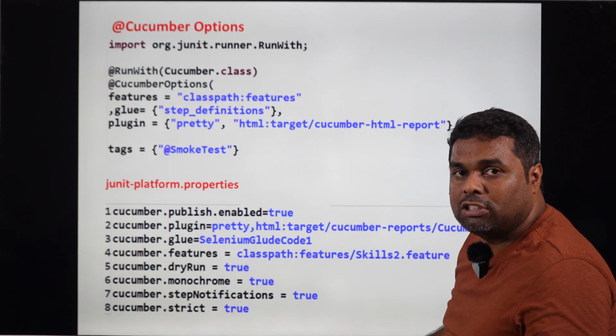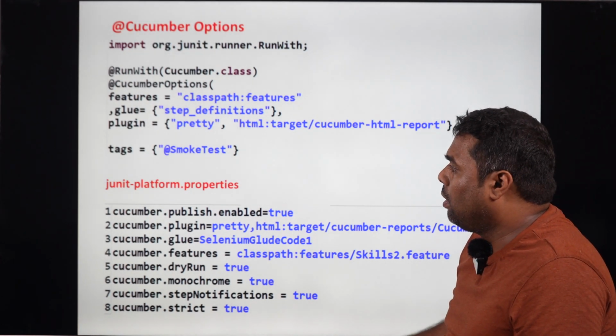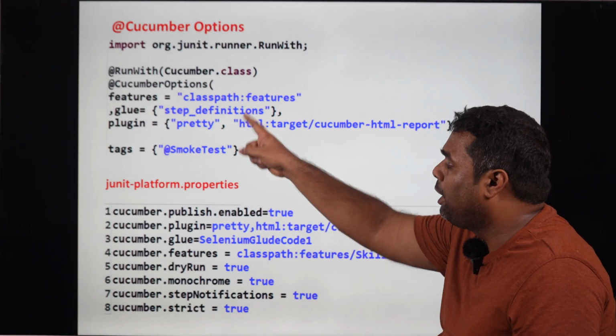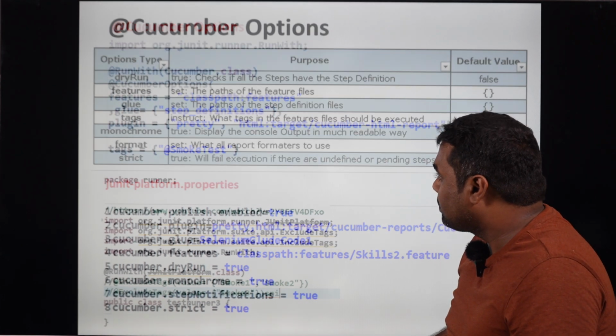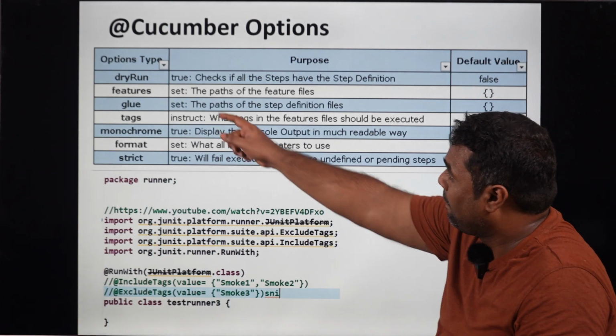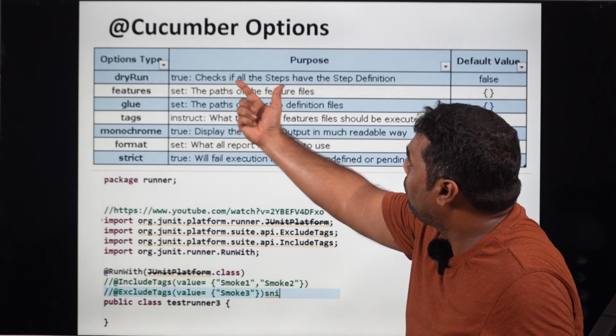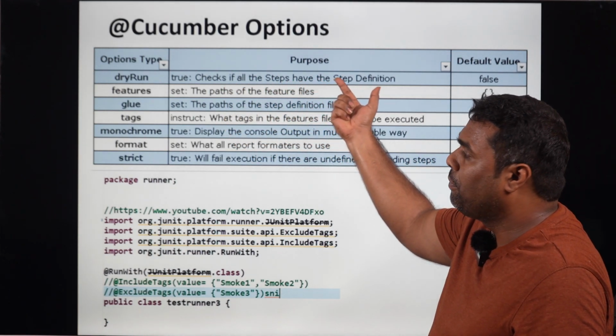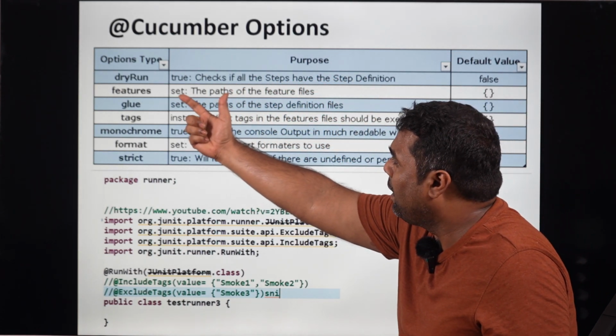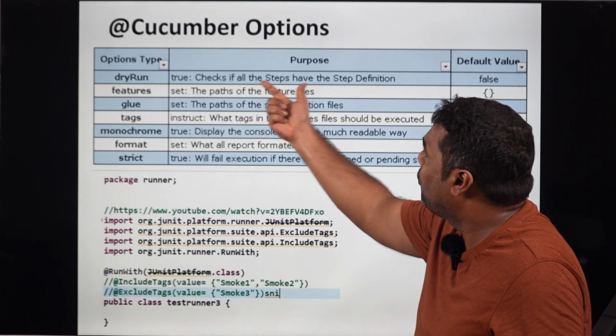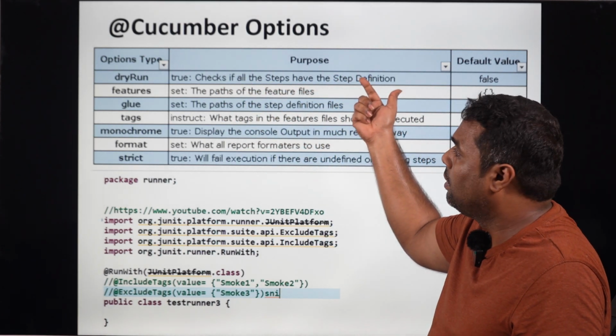So now let's discuss more about @CucumberOptions. Here dryRun is equal to true. It checks if all steps have a step definition. So you can write dryRun is equal to true, and it checks if all steps have the step definition.